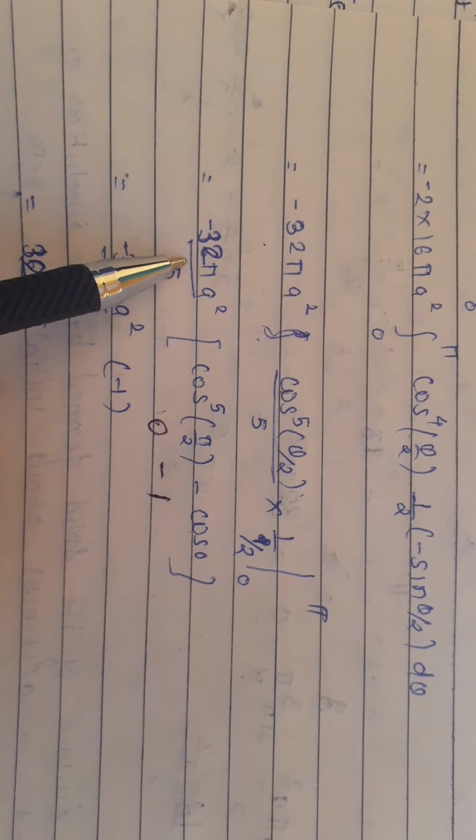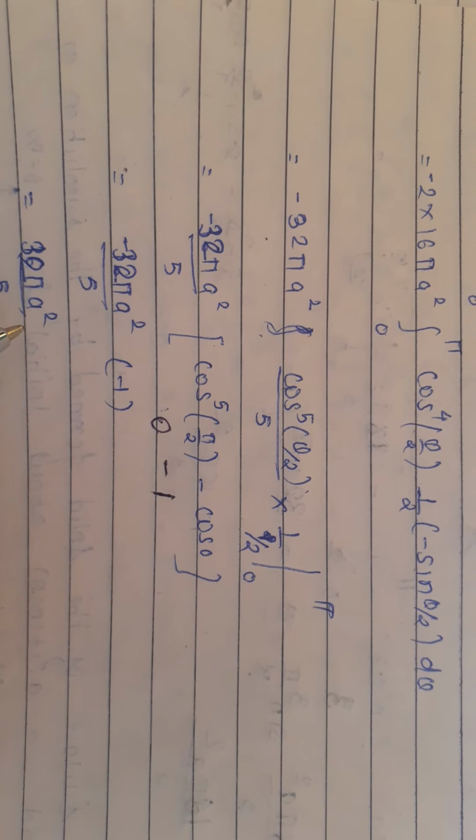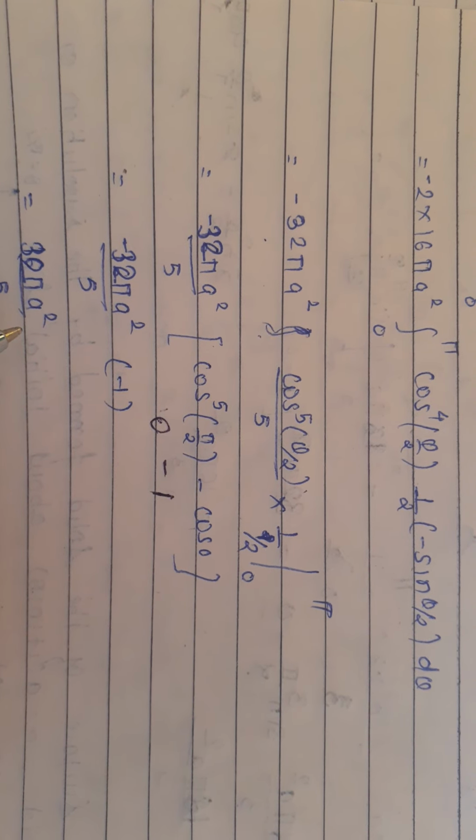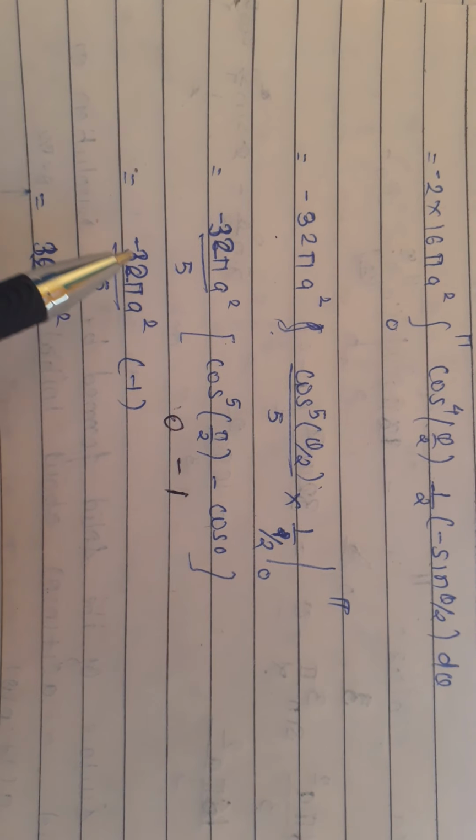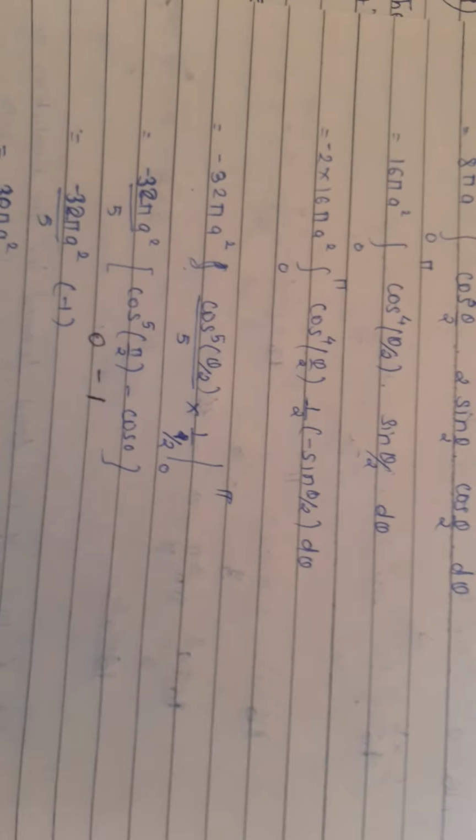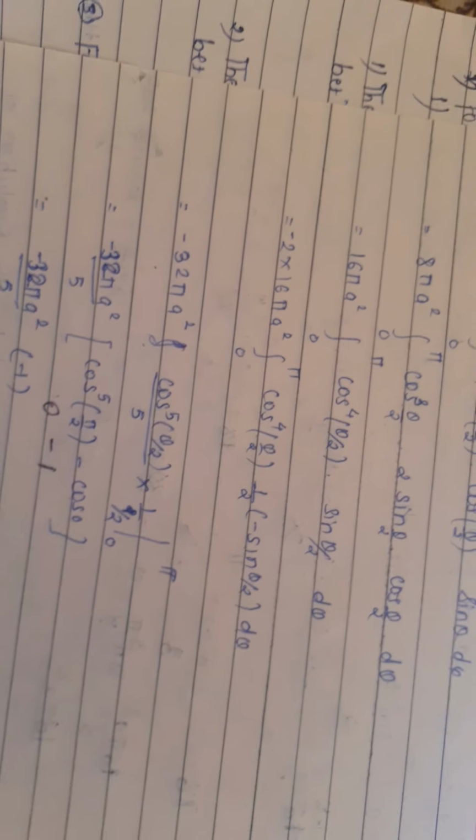So this will be 32 pi a square by 5 minus 1, so this will be 32 pi a square by 5. So in this way we find the surface area for polar also. In the next lecture we will start the new topic, that is volume of revolution.